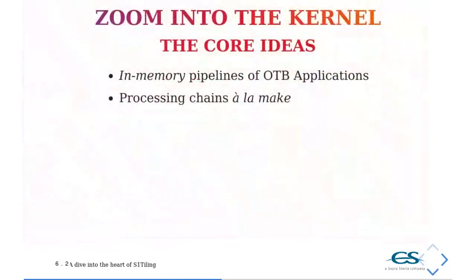So let's look into the kernel. The two main objectives. The first objective was to use in-memory chaining of OTB applications. And as I'm a computer scientist, what I was thinking when doing this is, okay, I know a tool that is able to chain processing. It's Make. It's a tool used for compilation.